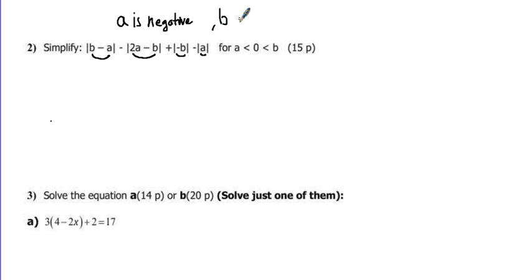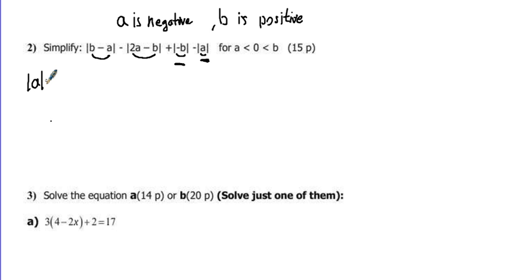And b is positive. We are sure about this. Where is b? Yeah. And in this case, a is negative. So inside here we have negative. This is negative. What about negative b? If b is positive, negative b will be negative. Okay. So what does it mean?